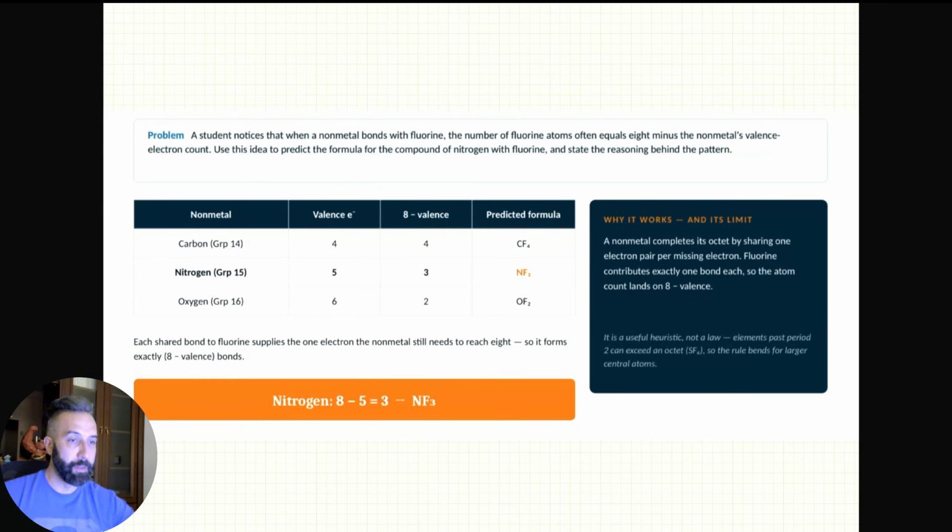So basically, it says a non-metal bonds with fluorine. The number of fluorines is 8 minus the non-metal's valence count, right? So for carbon, that's going to be 8 minus 4. That's going to be 4. So it's going to be CF4. For nitrogen, valence electrons are 5. So that's going to be 8 minus 5, 3. So NF3, right? For oxygen, 6. So that's going to be OF2. So, I mean, you can see the logic. It looks pretty weird, but they just want you to apply it.